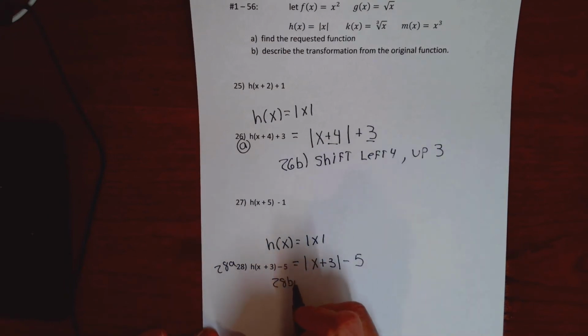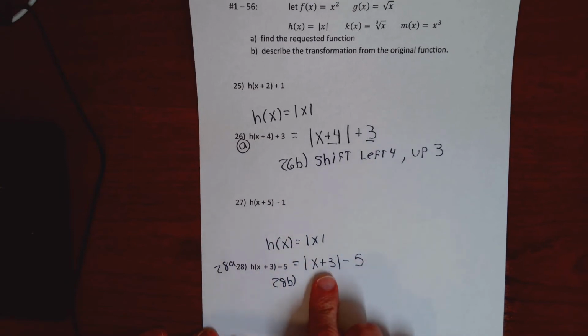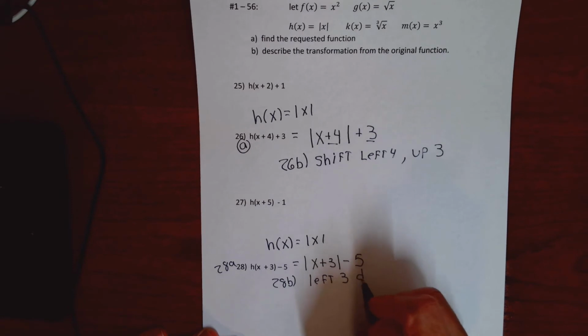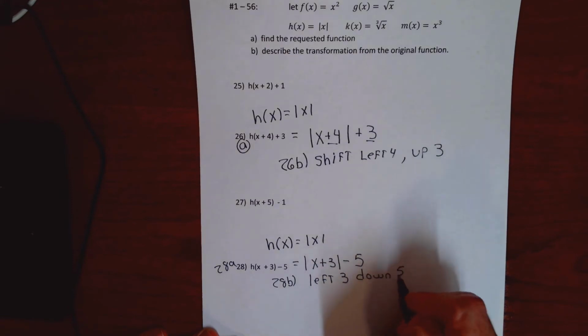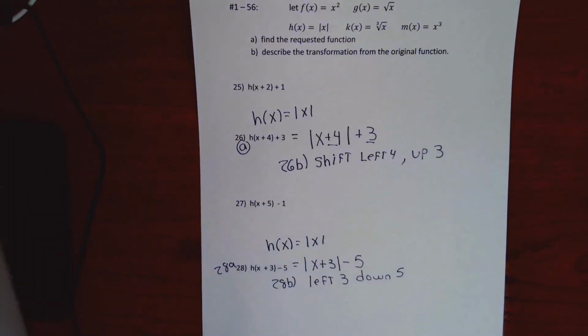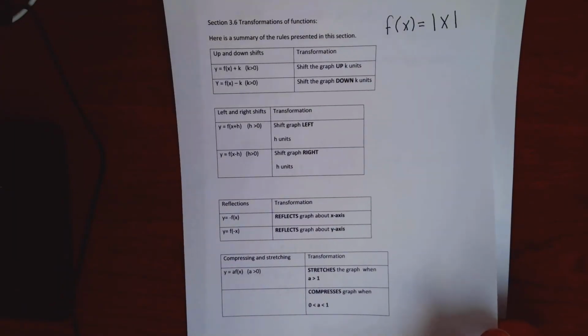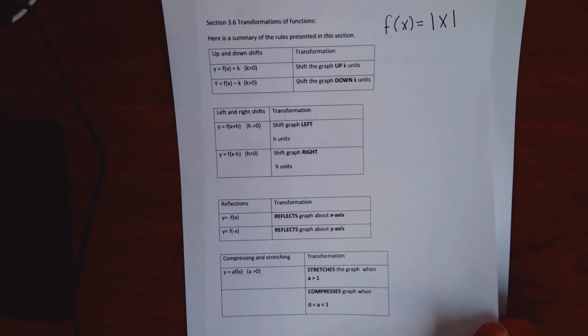And for 28b, pluses inside parentheses move it left, minuses after the function moves it down. So I'd probably just write left 3 and down 5. This table is worthy of a note card. It's worthy of memorizing. We do this table a bunch, probably in 3 different chapters. So this is something that will come up again in chapter 5 and chapter 6, maybe chapter 4, I kind of forget. Maybe it's chapter 4 and chapter 6, but it comes up a couple times.